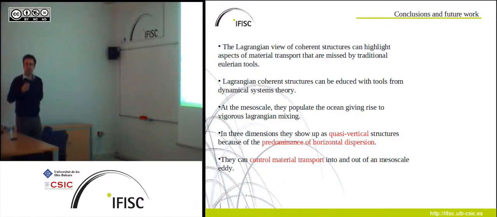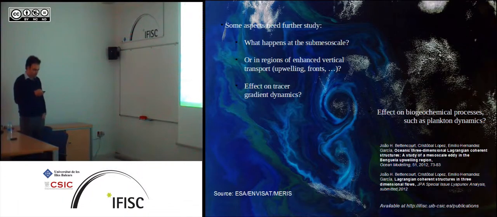Actually, in the channel flow, they weren't vertical. They didn't have a preferential orientation because dispersion had equal intensity in all the 3 directions. So these were actually 3-dimensional. And finally, they control material transport in and out of this mesoscale eddy. And like I showed you, also they control the position of the turbulent non-turbulent interface in the channel flow.